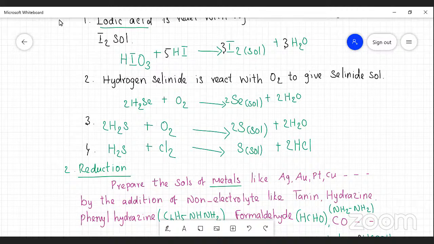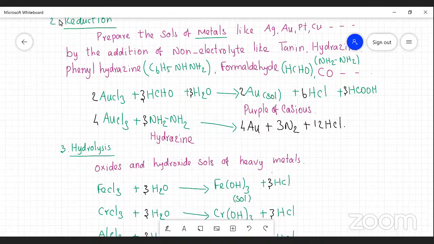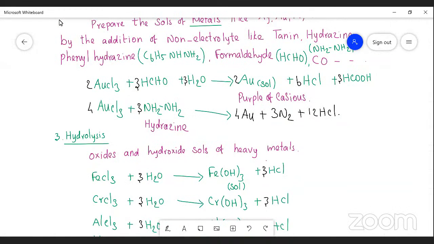And the next, reduction. In oxidation, we prepare the sols of non-metals, and in reduction, we prepare the sols of metals, like gold, silver, platinum and copper, by addition of non-electrolytes like tannin, hydrazine, phenylhydrazine and formaldehyde. Now we get the gold sol by treating gold chloride with formaldehyde or hydrazine.